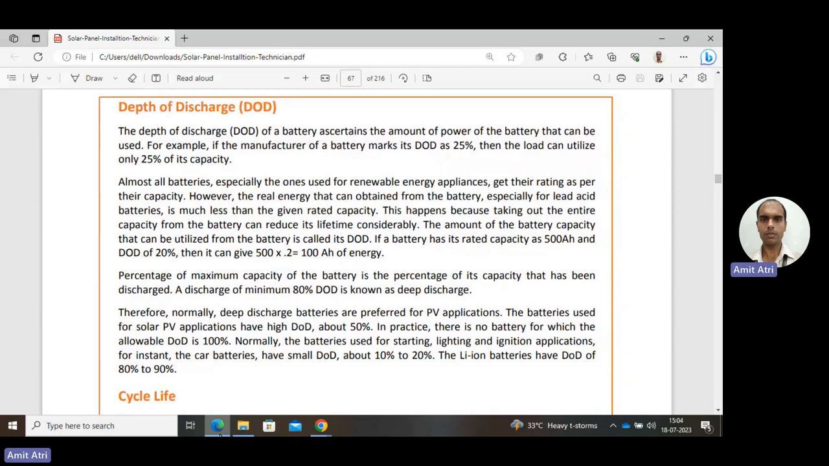Normally deep discharge batteries are preferred for photovoltaic applications. So about 50%. Full 100% depth of discharge is not available. So we have about 50% like that, or in case of lithium ion batteries, the depth of discharge is 80 to 90%.